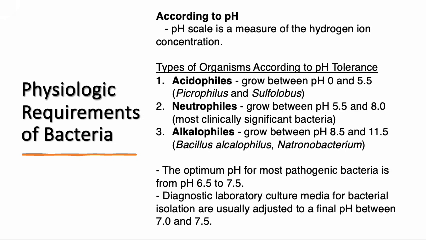But also please take note that the optimum pH for most pathogenic bacteria is around 6.5 to 7.5. That is why our culture media are adjusted to a final pH between 7 and 7.5, to match the optimum pH for pathogenic bacteria.